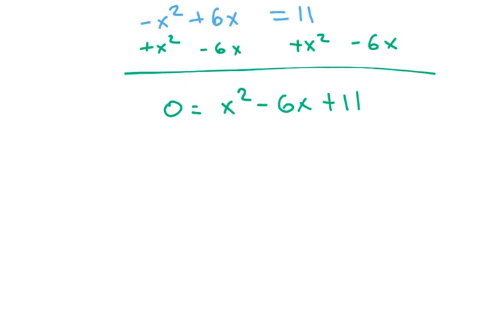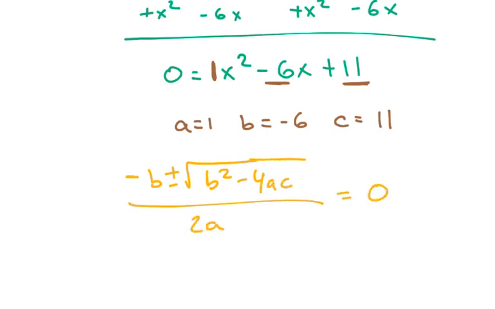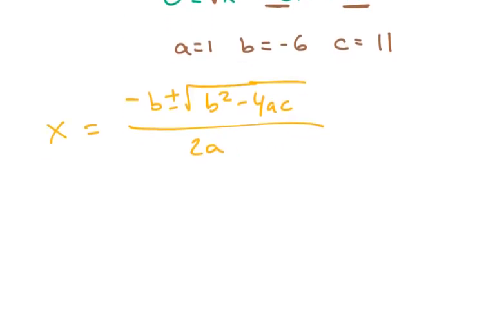So this is now in standard form, so I know a is 1. Remember, a is the number in front of x squared. b is negative 6. That's the number in front of x. And the number by itself, or the constant, is c, which is 11. So the quadratic formula, and I encourage you to write it out every single time, because the more you write it out, the more you'll start to naturally memorize it. And I think that's the best way to get it in your head, is just writing it out over and over and over again and just naturally memorizing it.